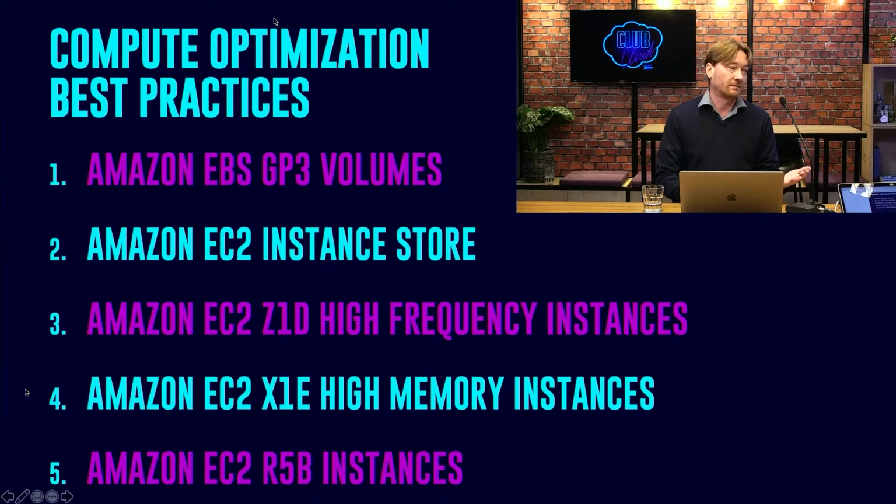Then we have standard instances like the C family, M family, R family, T family. C is compute optimized, so it has a 1-to-2 ratio between vCPUs and memory. M is general purpose, 1-to-4. Then we have the R family, which is a 1-to-8 ratio between vCPUs and the memory.